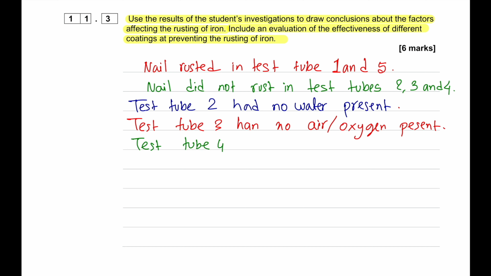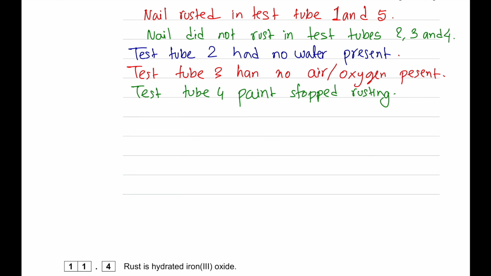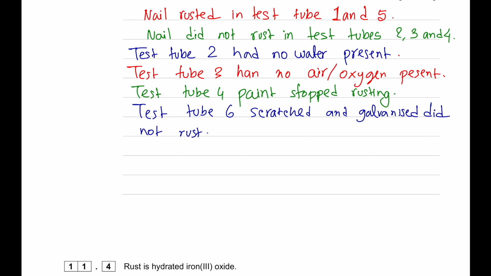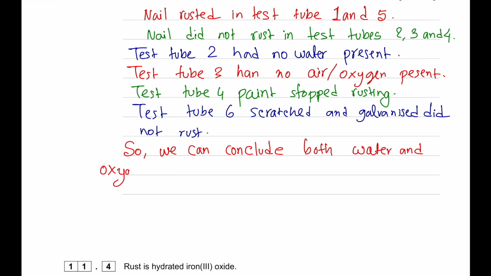So the conclusion is both water and oxygen are required together for rusting. Coating that prevents water and oxygen from reaching the metal will prevent it from rusting. And when paint is scratched, iron comes into contact with water and oxygen and the iron rusts. In test tube 5, less iron is exposed, so less rusting than in test tube 1, definitely, because it was painted and it got scratched and only the scratch was exposed.